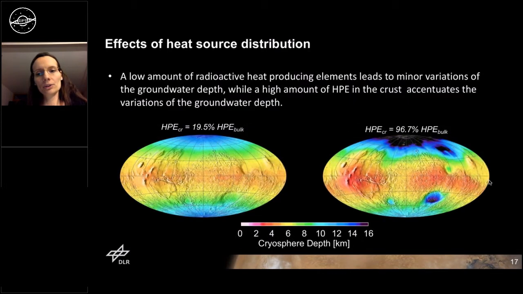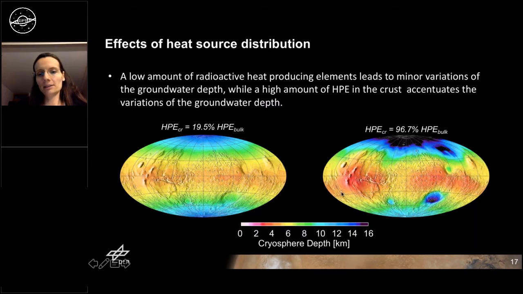Now, we can also take a look at the effect of heat source distribution. So heat sources are incompatible, and they are typically enriched in the crust when the crust is being formed. And therefore, the crust is typically more enriched compared to the mantle. Now here we have two models in which, in one of the models, we have a limited amount of heat sources located in the crust, only 20% of the total bulk amount of heat producing elements. And in this other model here, we have nearly the complete amount of heat producing elements being located in the crust. And what you see here is that they accentuate the variations in the cryosphere depth, which are given by the crustal thickness.